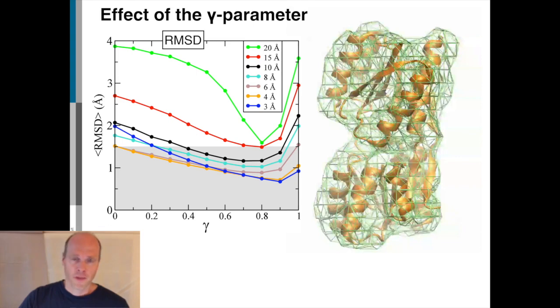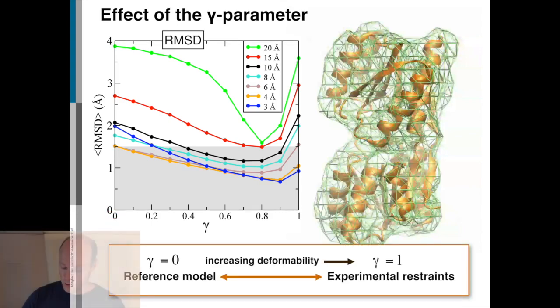And this plot here shows the effect of the gamma parameter. So I did this refinement with density maps at different resolutions, from 20 angstrom all the way to 3 angstrom, so very high resolution. What you're seeing is that if you use a gamma parameter of 0, your coupling is very strong, so you will stay very close to your reference model. If you use a gamma value of 1, you basically forget completely about your reference model. You can fit anything, and then the refinement is super flexible. So there's typically an optimum somewhere here.